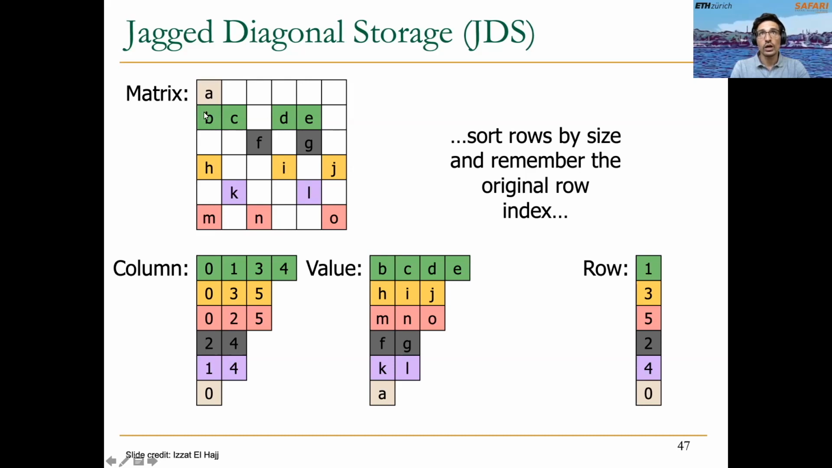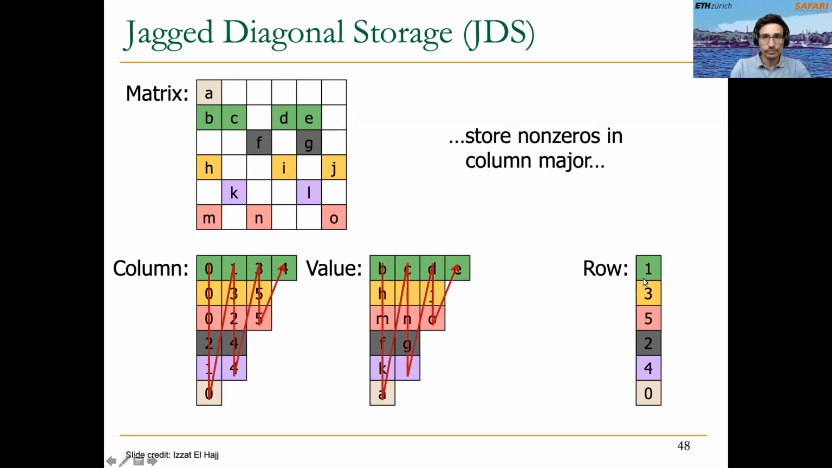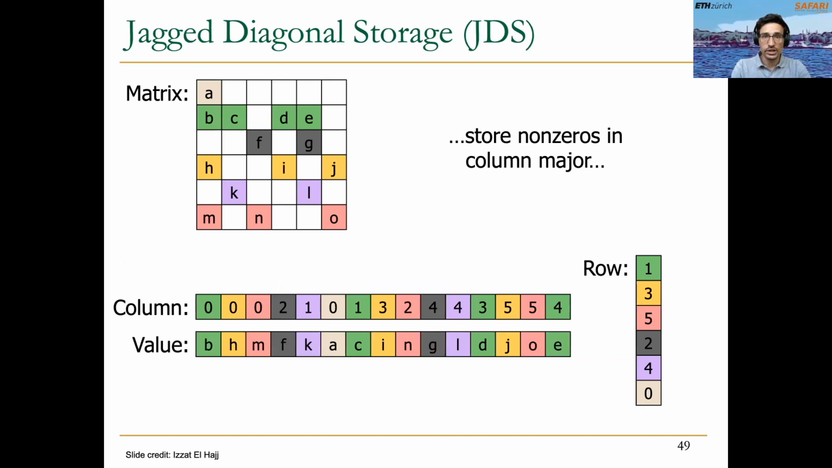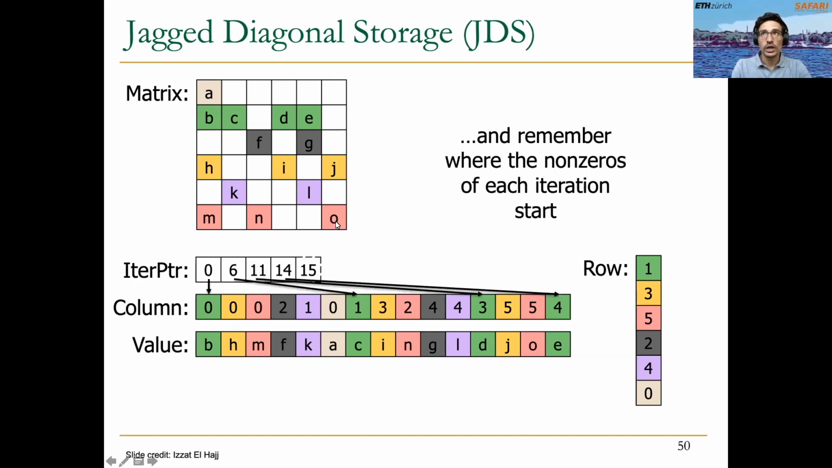This is row 1 in the original matrix. And then we store the non-zeros in column major format, as we did also in ELL. So this is how the column array and the values array is going to look in memory. And we also need to remember where the non-zeros of each iteration start. So essentially, this iteration pointer is going to tell the threads where they have to start looking when they are performing the successive iteration.